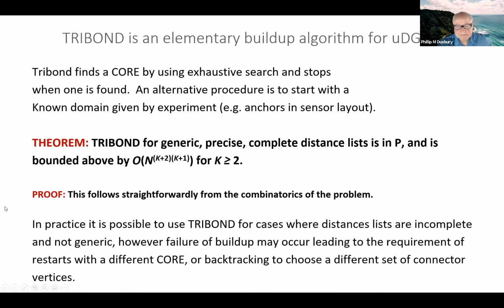So it's easy to show just from the combinatorics, and this is a very loose upper bound, just from the number of edges in a given distance list, given a size n complete distance list, that this build-up process for unassigned distance geometry is polynomial. And so that's reassuring. We know that globally rigid build-up is polynomial for the assigned case. It's also polynomial for the precise unassigned case.